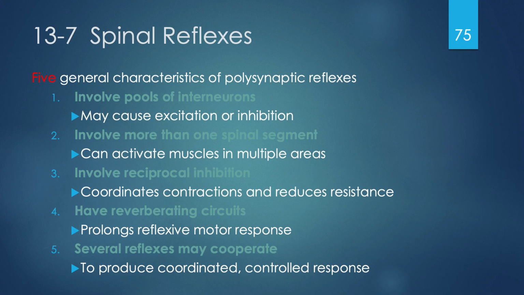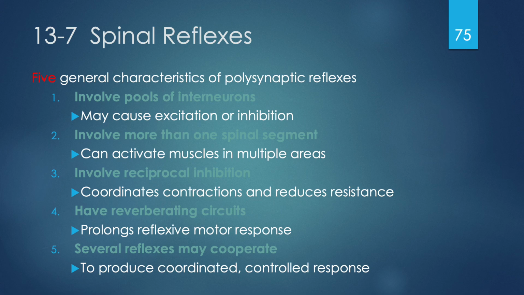There are 5 general characteristics of polysynaptic reflexes, and the first is that it involves pools of interneurons. So those interneurons can cause either excitation or inhibition. Also, it's going to involve more than one spinal segment.